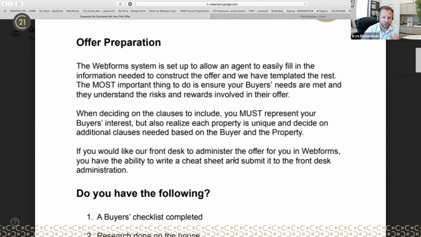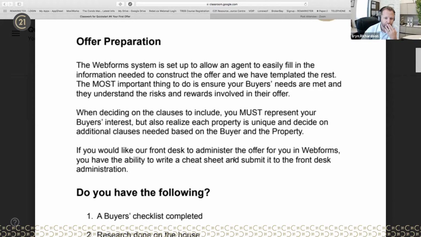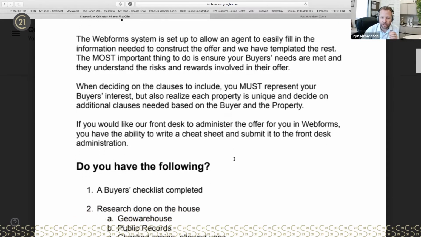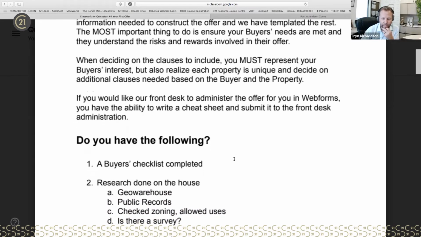But the most important thing is to ensure that the buyer's needs are met and that they understand the risks and rewards involved in the offer. When deciding on the clauses in there, you must represent your buyer's best interest. Also realize the property is unique. So if it's an old century home, you're going to need some clauses in there in terms of insurance, possibly.